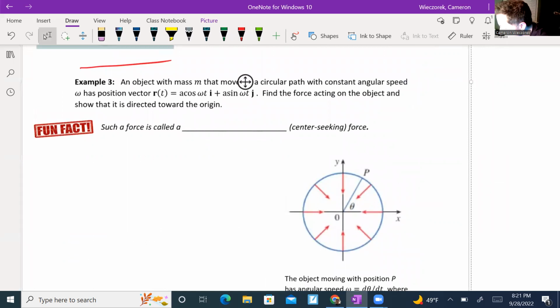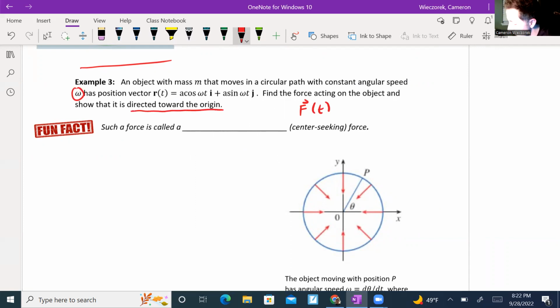An object with mass m that moves in a circular path with constant angular speed, that is omega, the Greek letter, has a position vector r of t, given by a cosine omega t i plus a sine omega t j. Find the force acting on the object. So we want to find F of t, and we want to show that it is always directed toward the origin. Okay, so we'll talk about that in a little bit.